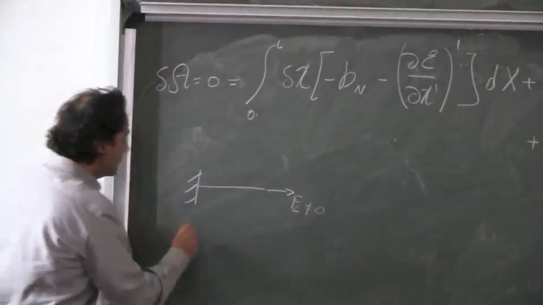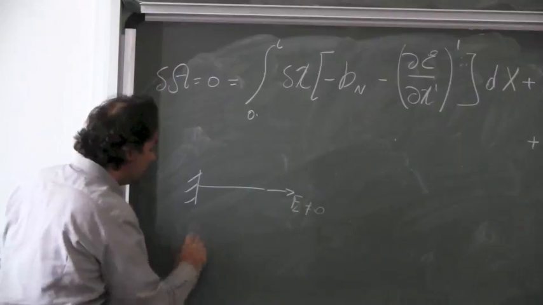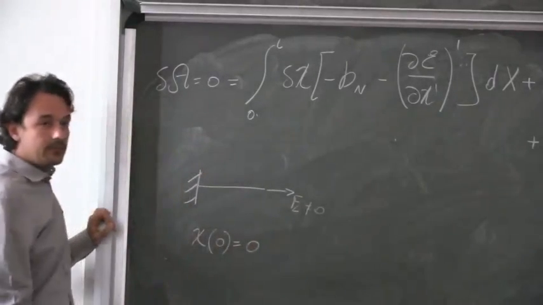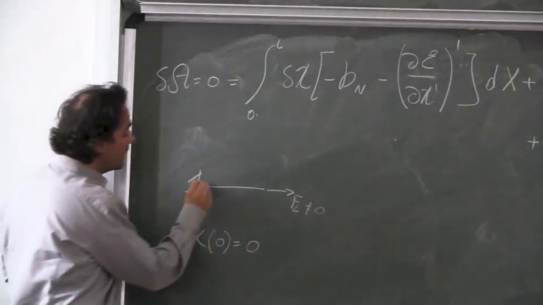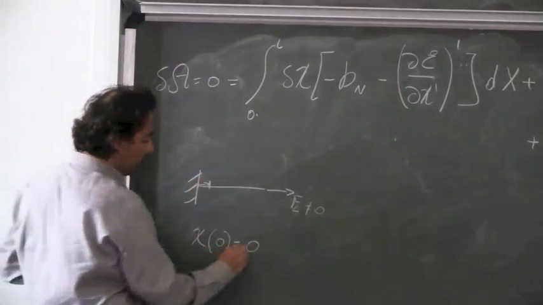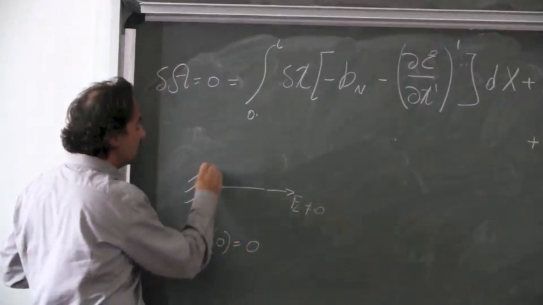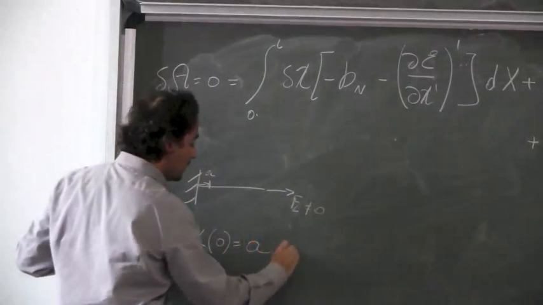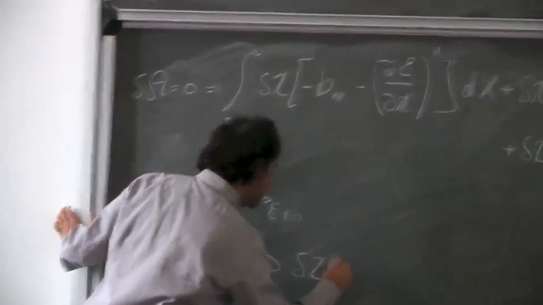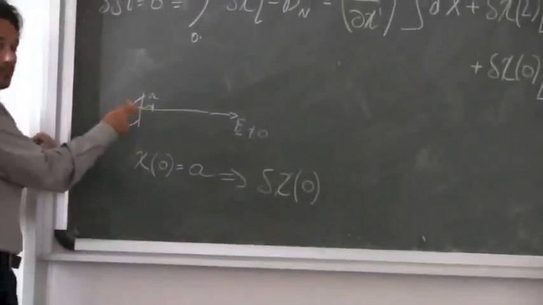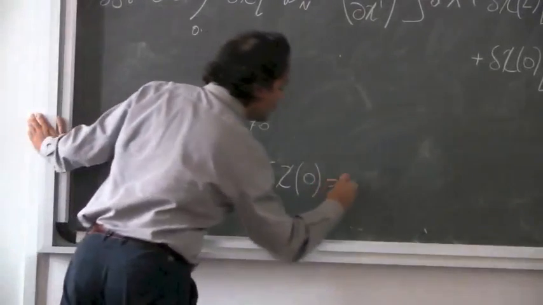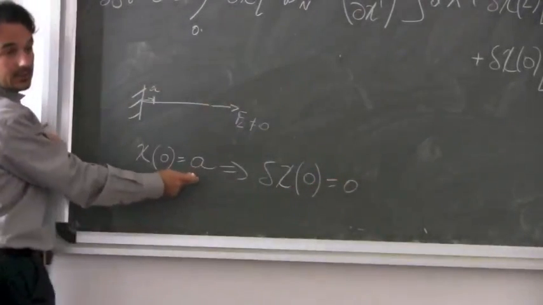This means that the displacement in 0 is constrained to be 0. Even if you impose here a fixed displacement, maybe this fixed displacement is A, then, anyway, the variation at 0, if you impose something at this border, is always 0, independently of this value.